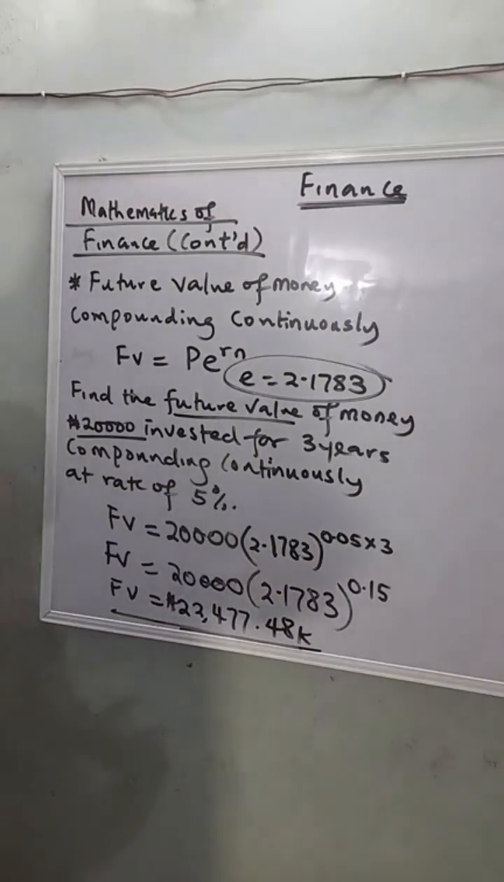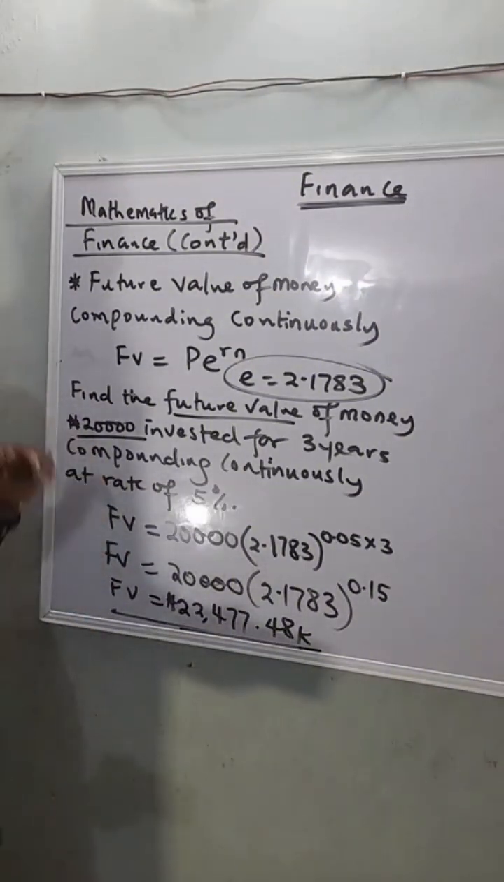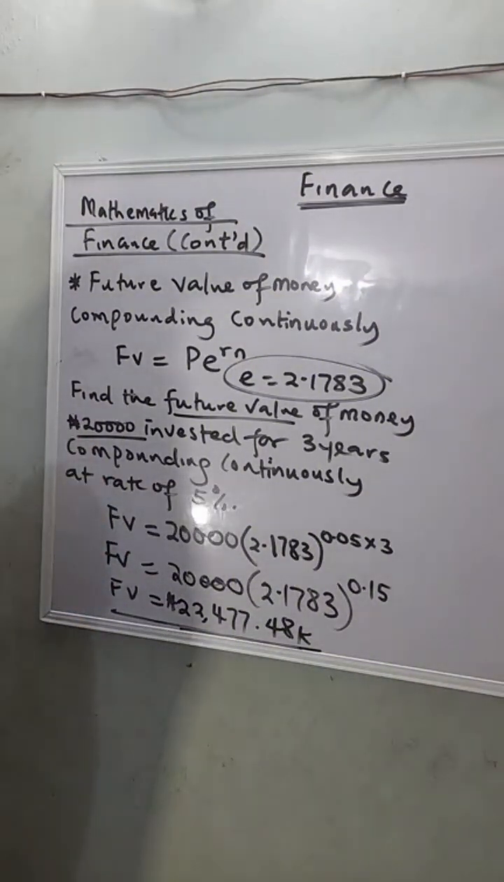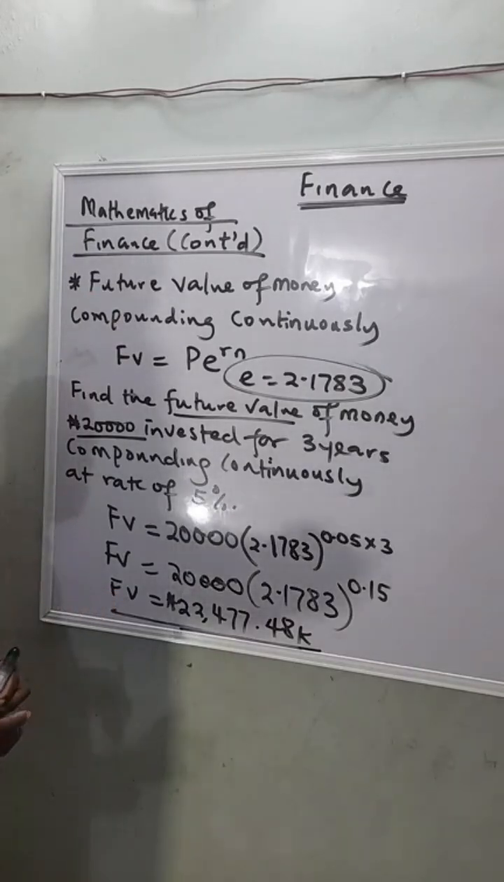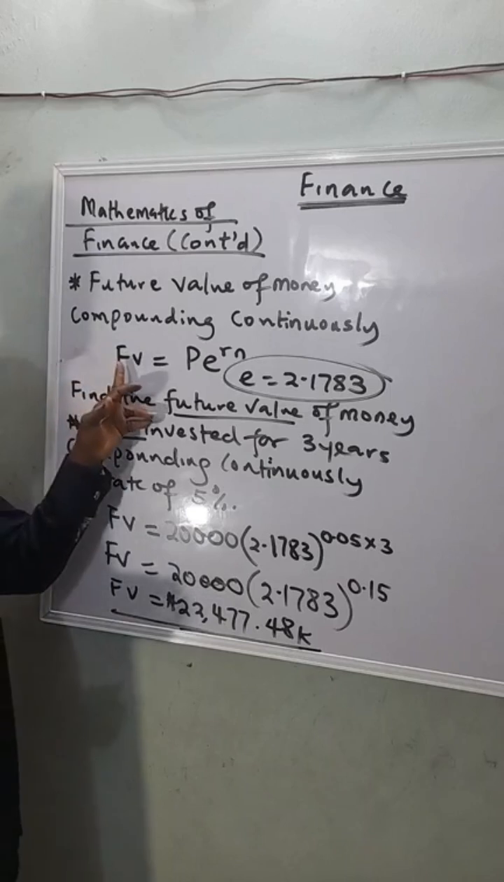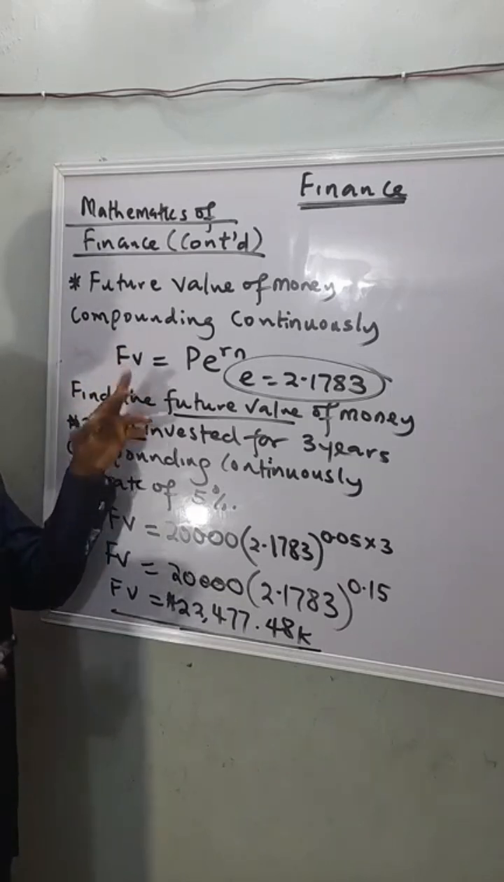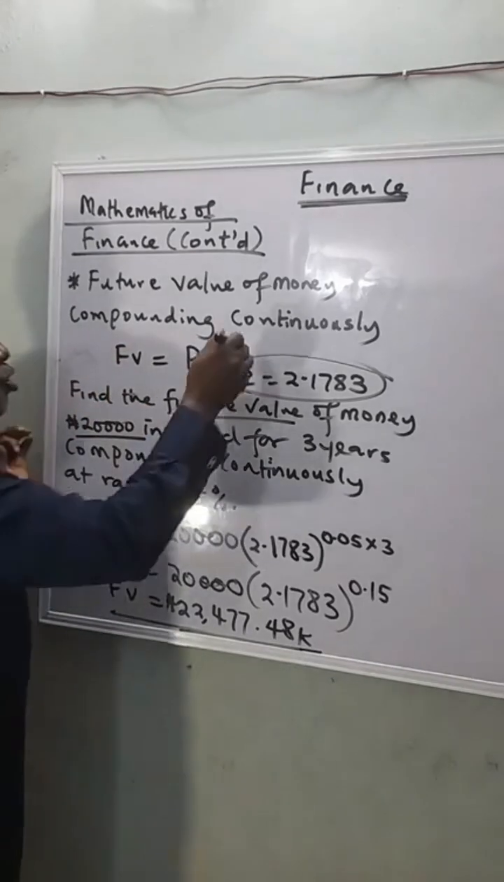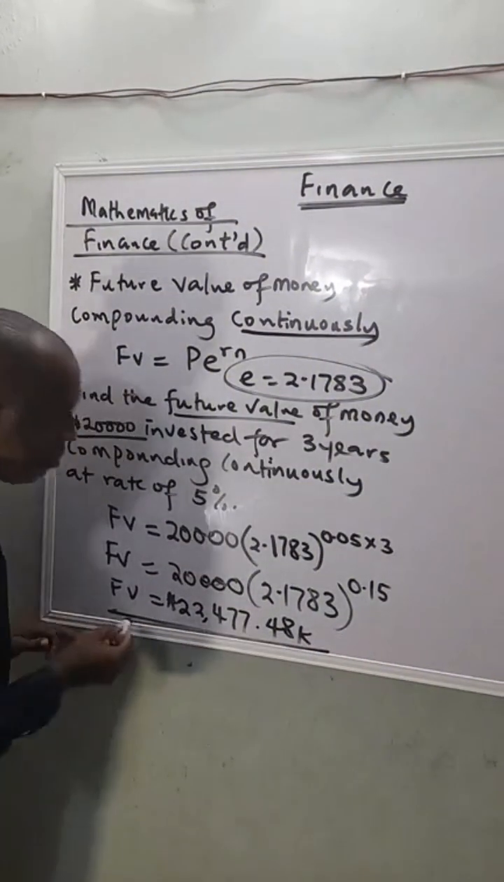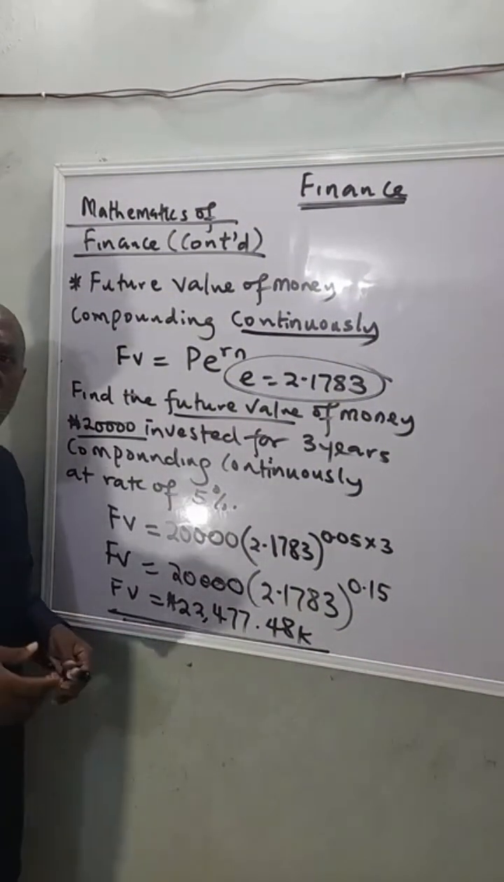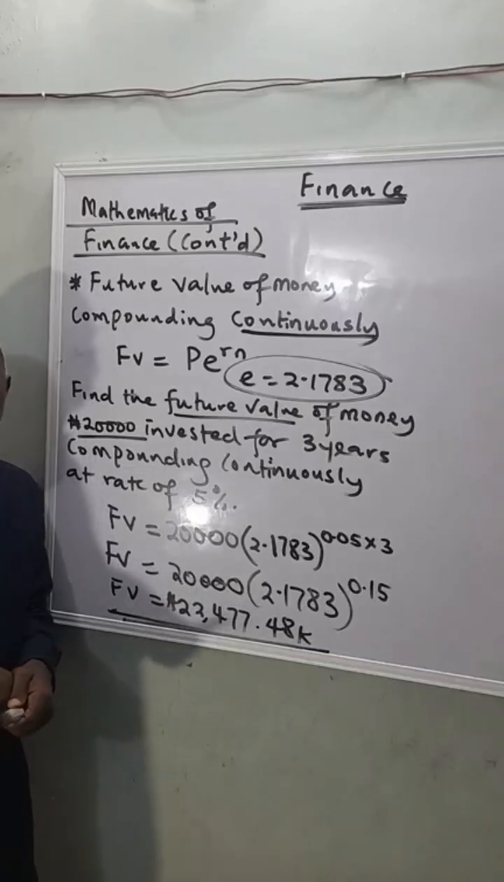In the last class, we talked about future value of money compounding yearly, per annum. We also looked at the future value of money compounding daily, weekly, quarterly. And here we have come to the end of the future value of money, the third one, where we need to compound continuously. And this is the answer to this problem. By the time we come next class, we'll be looking at present value of money.